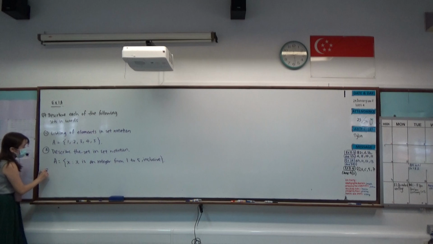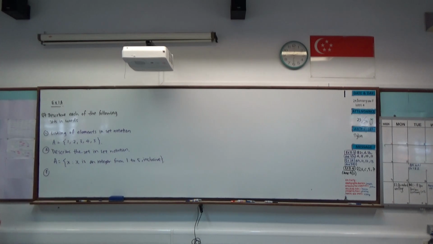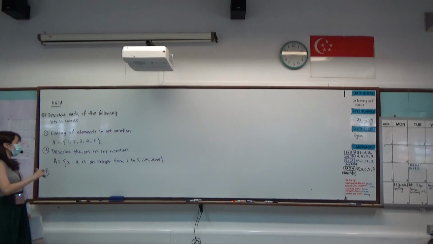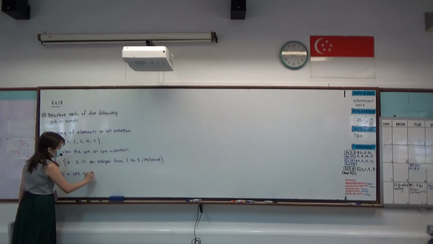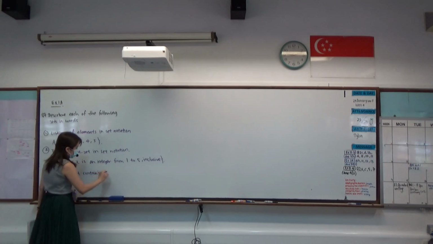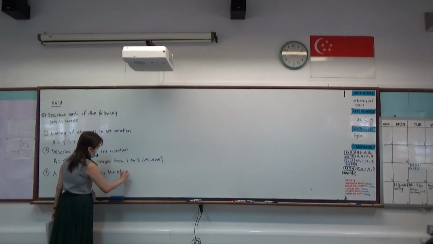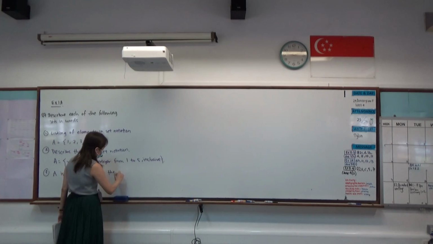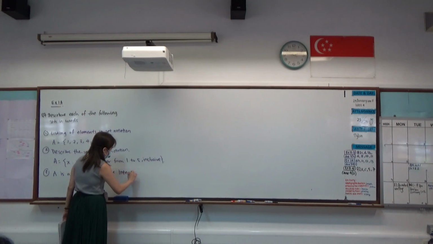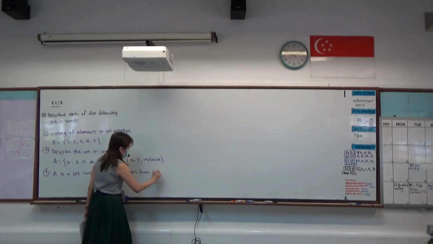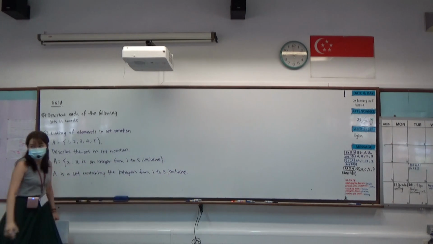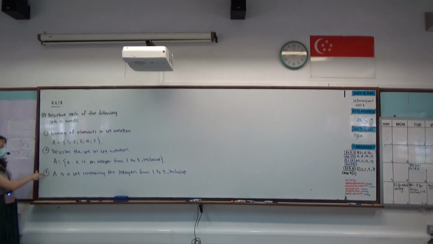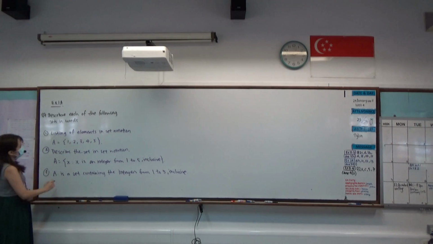Right, third type, which is what this question actually wants, to describe in words. Then you need to write in the full English sentence, okay, to say that A is a set containing the elements containing the integers from 1 to 5 inclusive. Okay, so this is what we call describing in words.